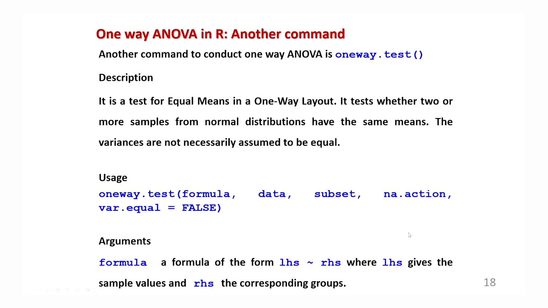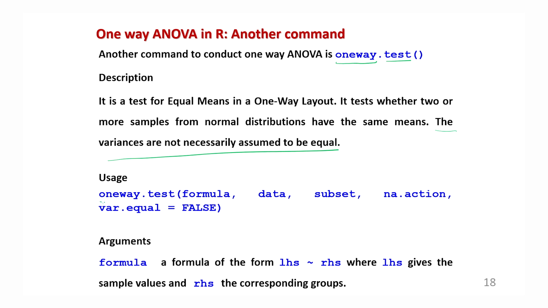So now let me come back to our slides, and I will give you an idea about another command to conduct this analysis of variance. You can use any one of them. Another command to conduct the one-way ANOVA is oneway.test, and this is going to do the same thing as the command aov, that it will test H naught: mu1 equal to mu2 equal to mu k. In this case, the variances are not necessarily assumed to be equal. That is the main difference between the two.